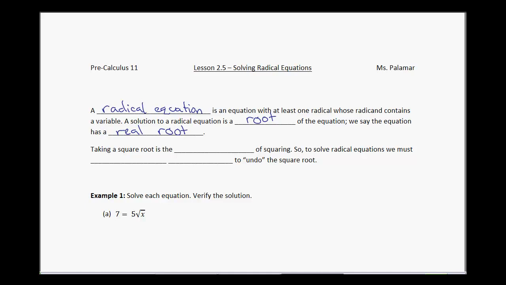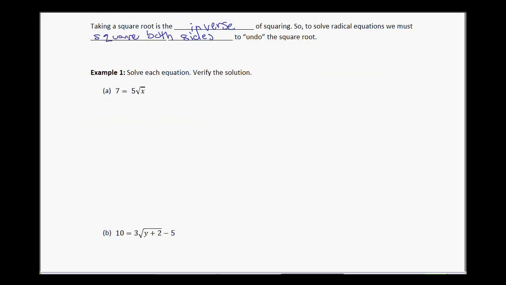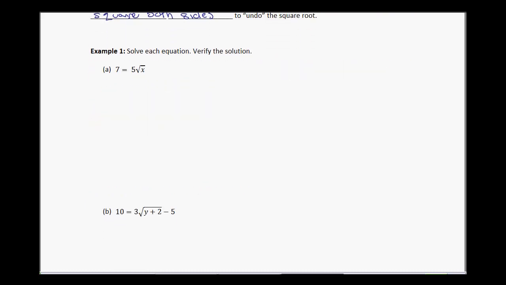Taking a square root is the inverse of squaring. So to solve radical equations, we must square both sides to undo the square root. So let's give it a try. Example 1. Solve each equation and verify the solution.